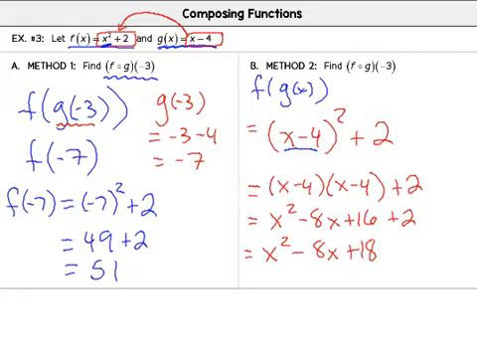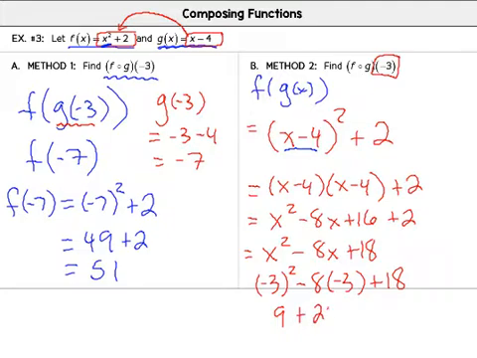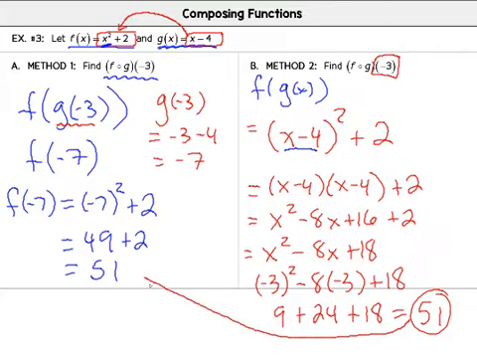Now, the original problem asks us to find f of g of negative 3. Now that I've combined those two functions, I'm going to plug negative 3 in for x. We would get negative 3 squared minus 8 times negative 3 plus 18. That would be 9 plus 24 plus 18. And notice that we get the same answer here. 9 plus 24 is 33 plus 18, and we get 51, which is the same solution that we got before.